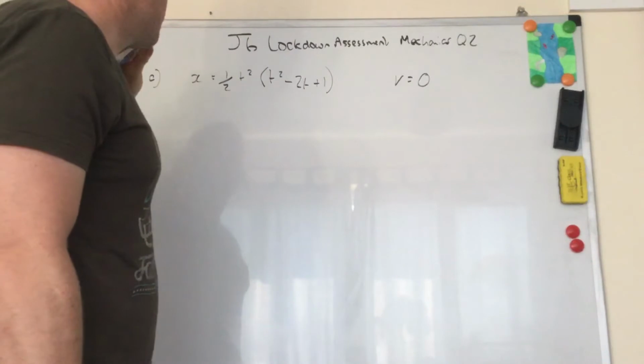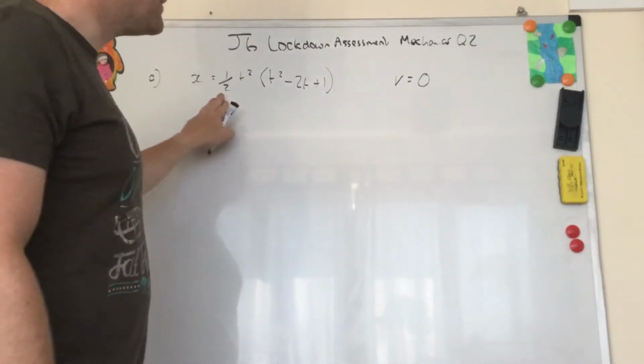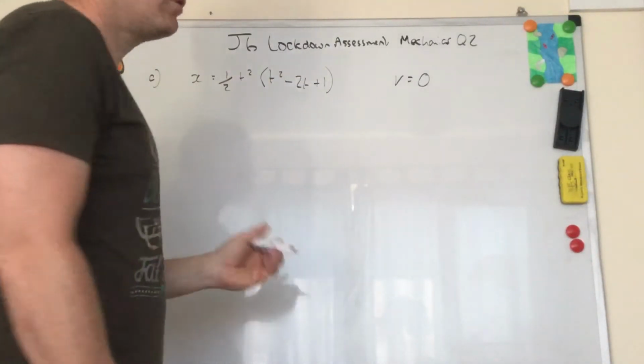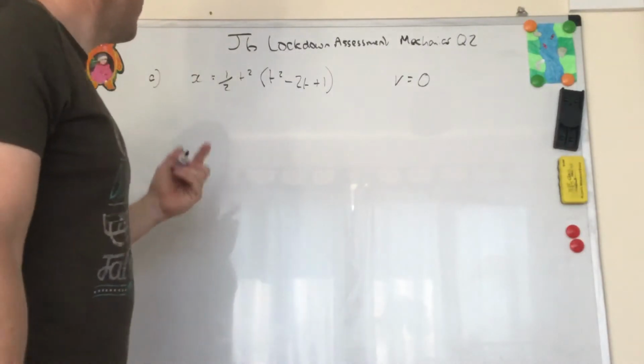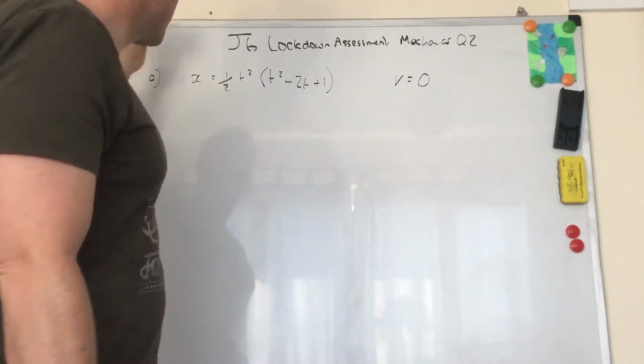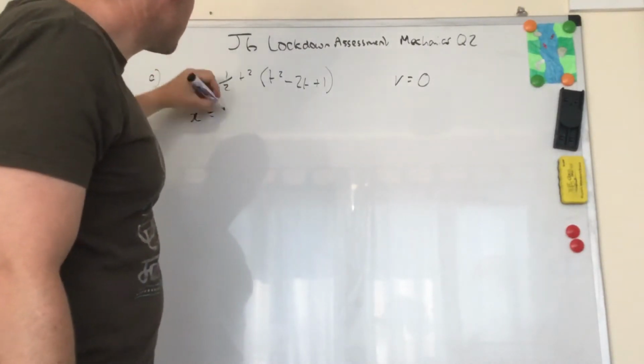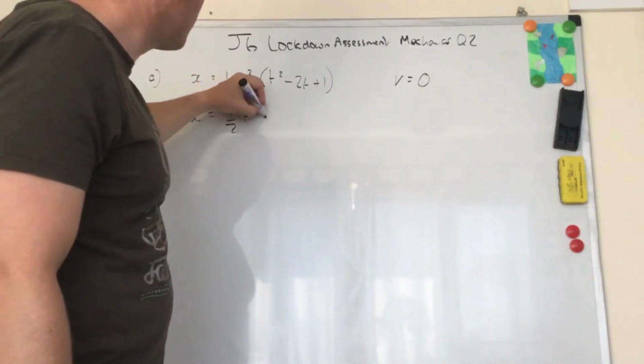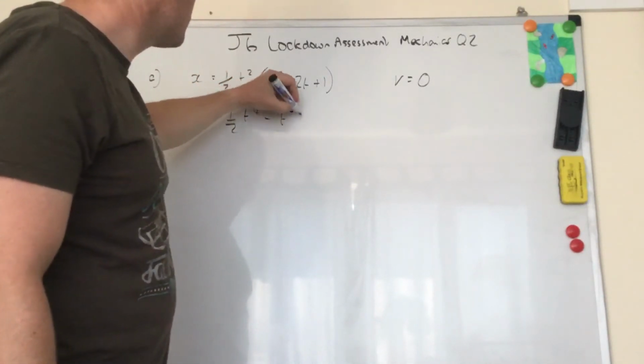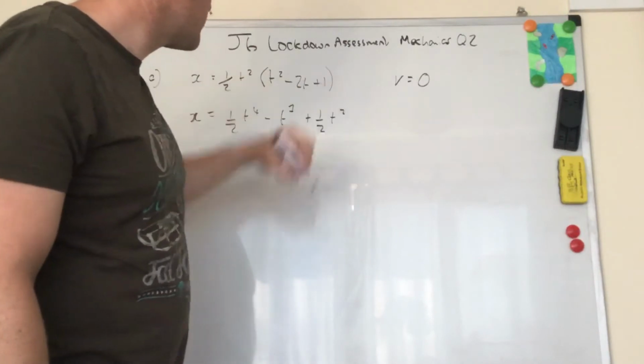And everyone tries to differentiate. You don't know how to differentiate things times together yet. You haven't done the product rule. You'll do it next year. It'll be fun. But for now, you need to expand these brackets in order to differentiate. So x equals a half t to the 4 minus t cubed plus a half t squared.